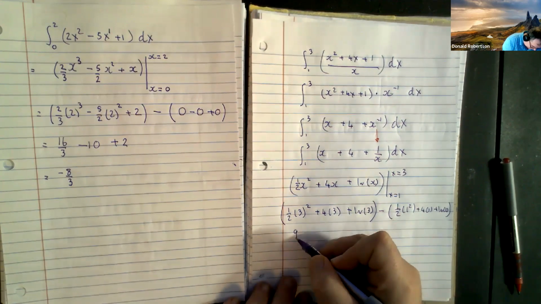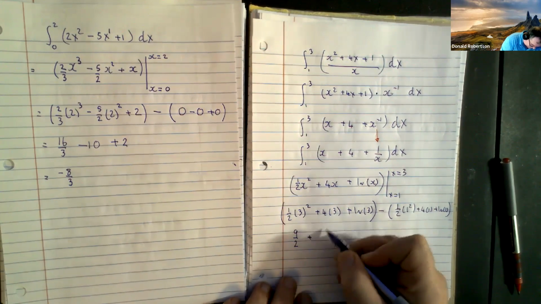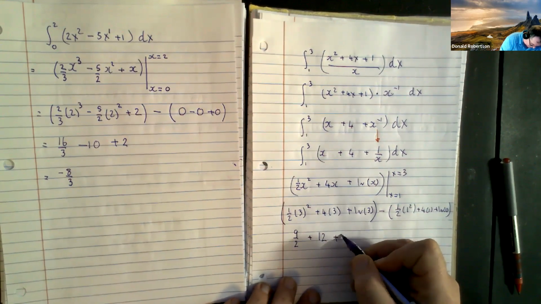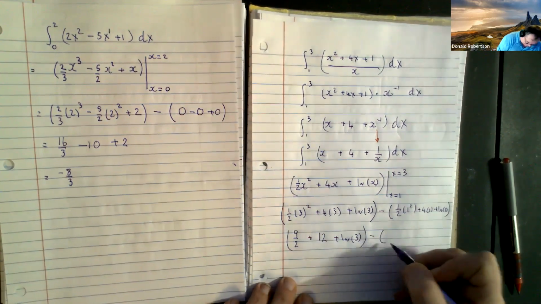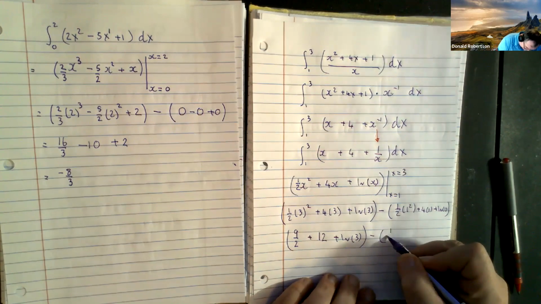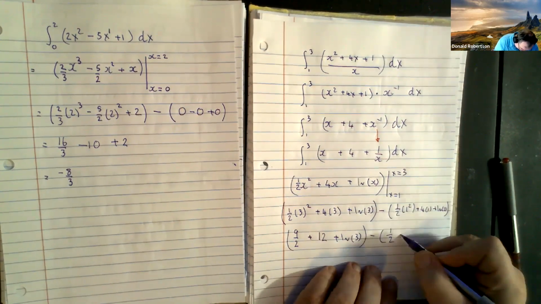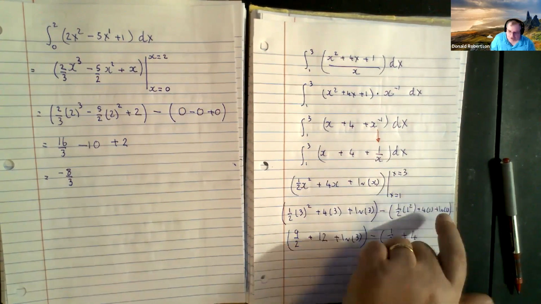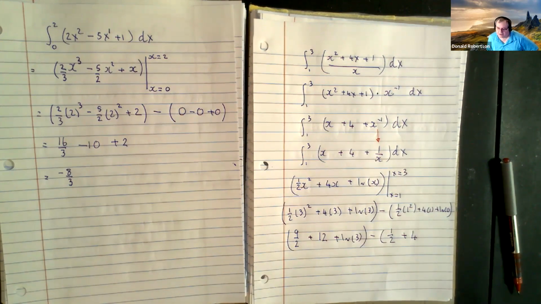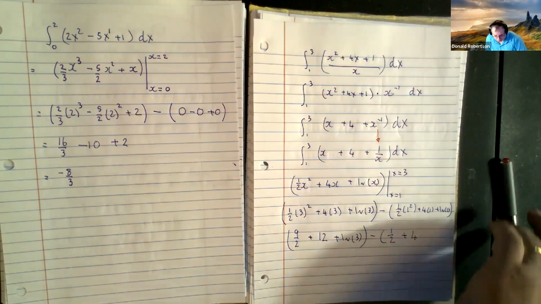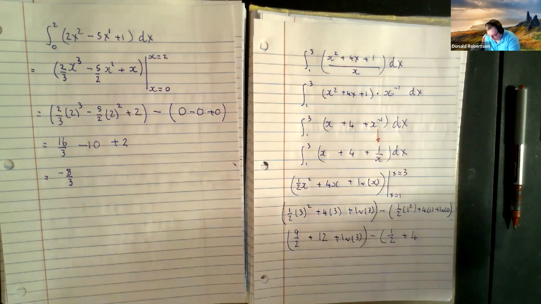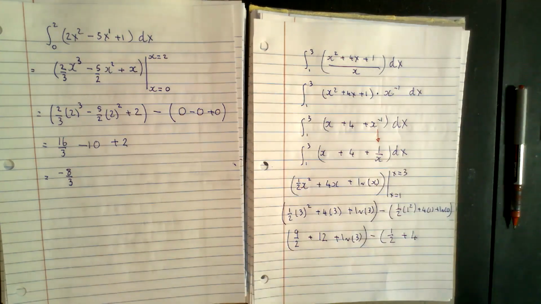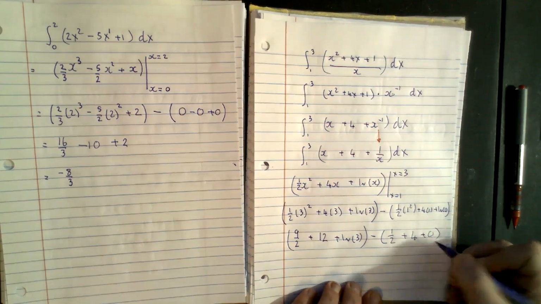Right, that guy is 9/2. That guy is 12. And that guy is log 3. That guy is 1/2. That guy is 4. What number is the natural log of 1 equal to? The natural log of 1. What number is that? 0. It's 0. So I guess I'll put it in, but I don't need to.